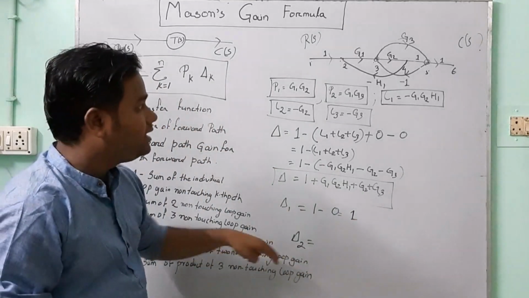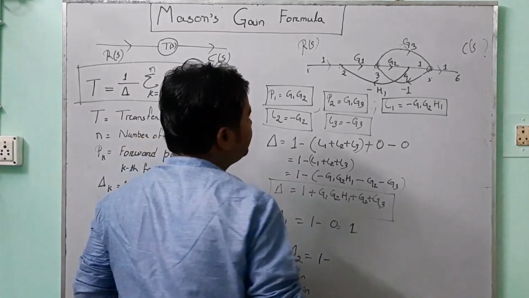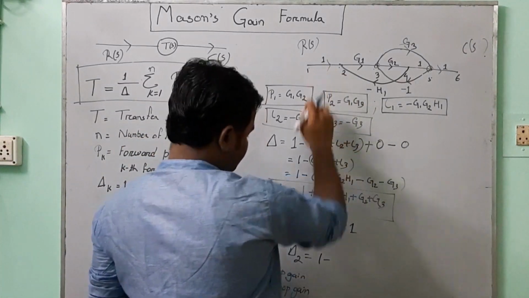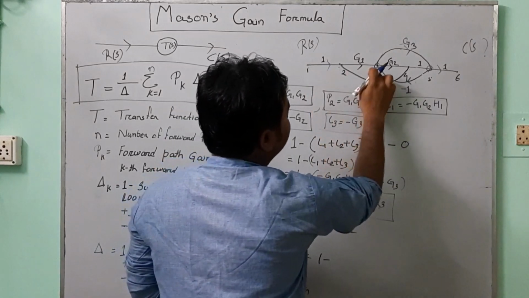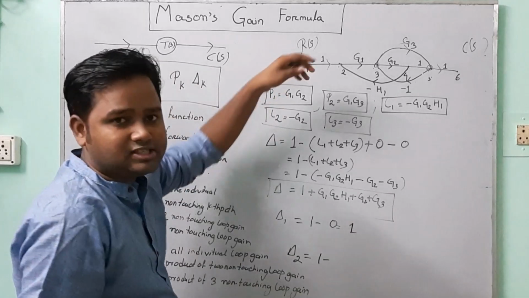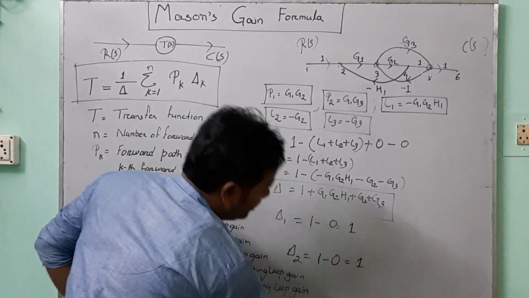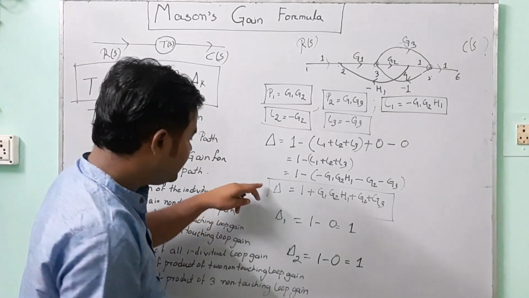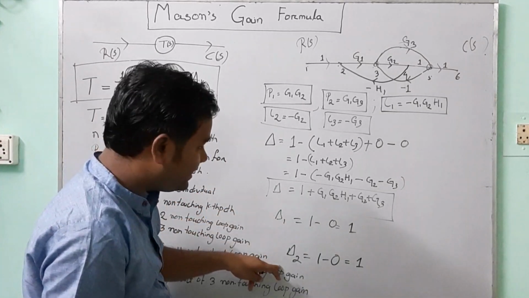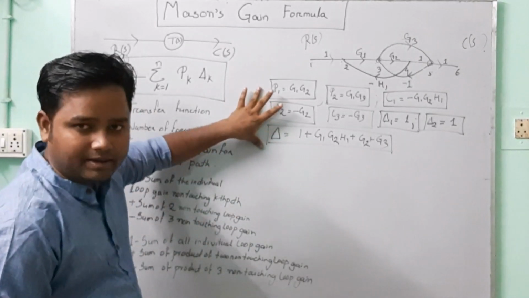Similarly del 2. Del 2 means 1 minus the loop which is not touching path 2. Path 2 is from 1 to 3 again in upper direction till the last one. So here also there is no other loop. That means 1 minus 0, it is also 1. Okay, we have found del 1 and del 2 here. Here we have cleared all the individual parts.